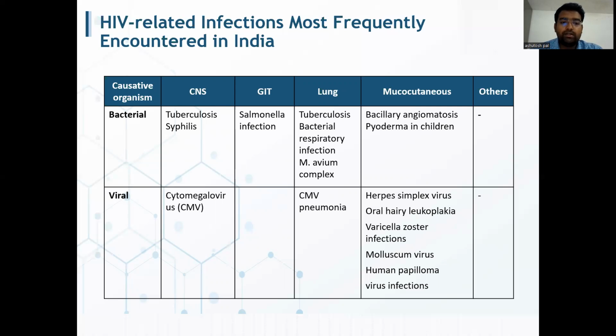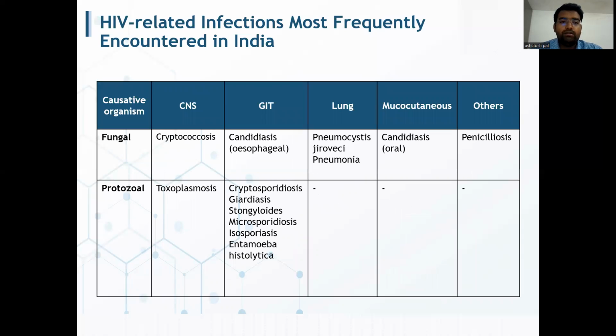The virus that affects the CNS is cytomegalovirus, in the lungs CMV pneumonia again, and mucocutaneous are herpes simplex viruses, oral hairy leukoplakia, varicella zoster infections, molluscum virus, and human papilloma virus, HPV infection. The CNS-affecting fungus is mostly cryptococcosis, in the GIT candidiasis, in the lungs Pneumocystis jirovecii pneumonia, and mucocutaneous oral candidiasis. And others like penicilliosis also take place.